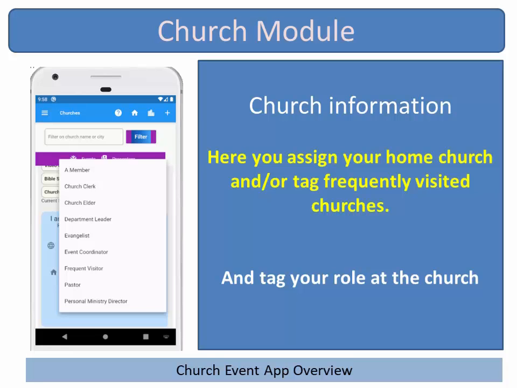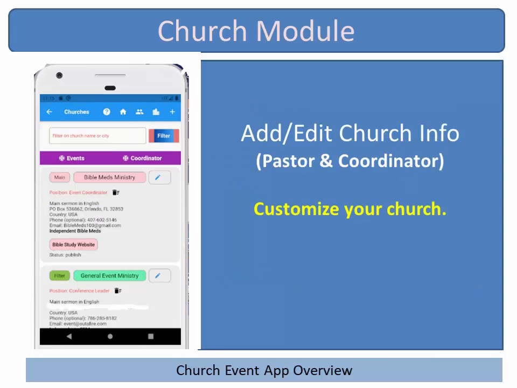So this is the first thing that one would do once you install the app: assign a church or a ministry. There's a couple of ministries in here. Once you do that and assign it, then that's it. Now there are two options here, which are the pastor or the coordinator. Those are the only two options, if you assign them to yourself, that can edit the church information.